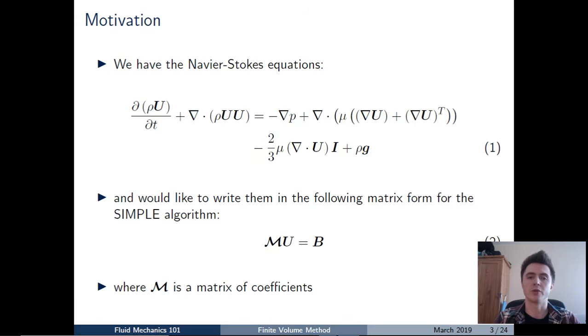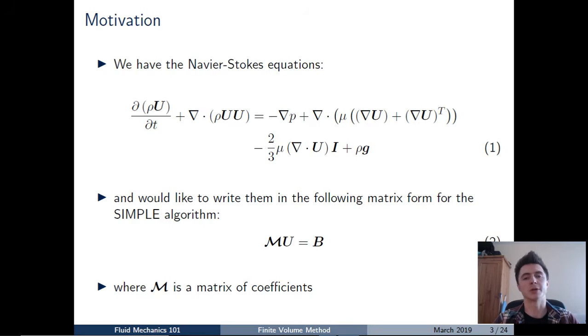So to start things off, we have the Navier-Stokes equations there in equation 1, and what we would like to do is write these partial differential equations in matrix form given by Mu = b there in equation 2, where M is a matrix of coefficients, u is the unknown velocity vector, a velocity for every cell in the mesh, and b is a right hand side term. And once we've written our Navier-Stokes equations in this linearized matrix form, we can use a variety of linear equation solvers to solve for the velocity field in an iterative process.